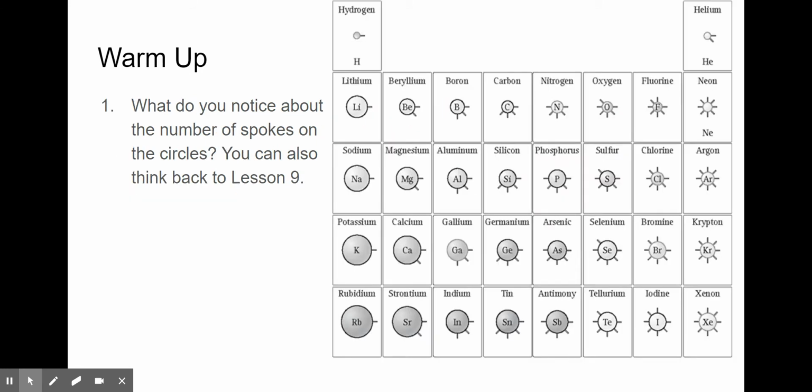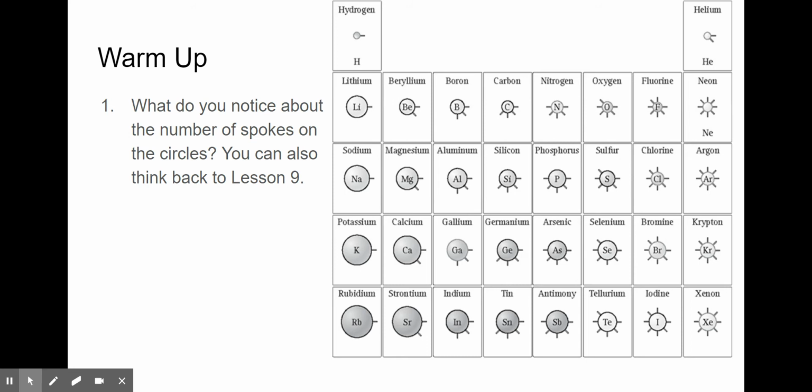Okay, so here's a warm-up question. Take a look at these cards here. This is a generic knockoff version of the cards that we used for lessons 9 and 10. What did they show us? We have the element's name, the element symbol, and then we have a sphere representing the relative size of the atom, as well as those spikes or spokes coming out of the sides of those atoms. What do you notice about the number of spokes on the circles?